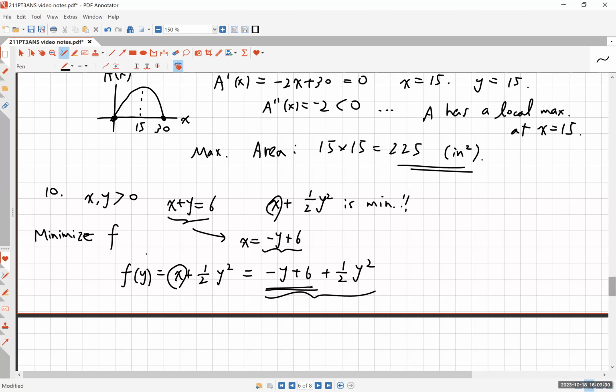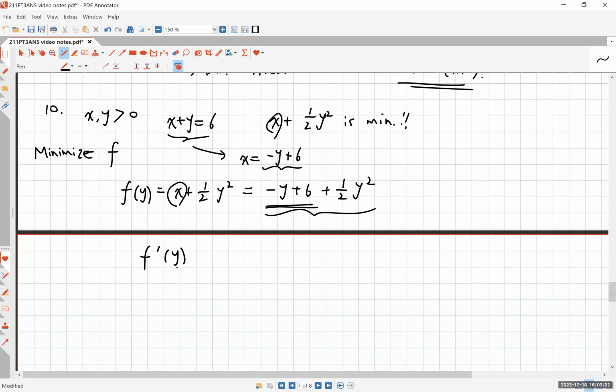Trying to minimize this. How do you do that? Well, you take the derivative and set that equal to 0. It's negative 1 plus, now if you do the power rule on that, it's 2 over 2 times y to the first power. So that's basically it. You set this equal to 0, you see that y must be equal to 1. Okay, the second derivative is simply 1, right?